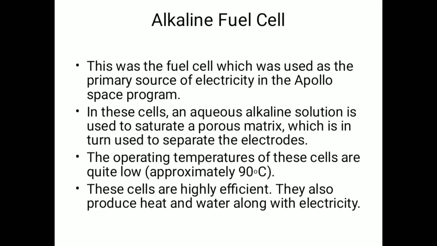Then another type is the alkaline fuel cell. This type was used as a primary source of electricity in the Apollo space program for the first time. In these cells, an aqueous alkaline solution was used to saturate a porous matrix, which in turn separates the electrodes. Basically this type of fuel cell can operate at approximately 90 degrees Celsius. These cells are highly efficient. They can also produce heat and water along with electricity. These were used in the Apollo space program as an alternative solution for producing electrical energy.